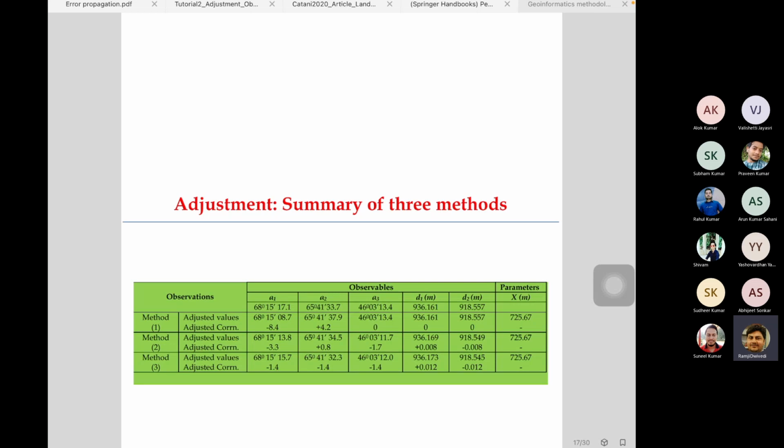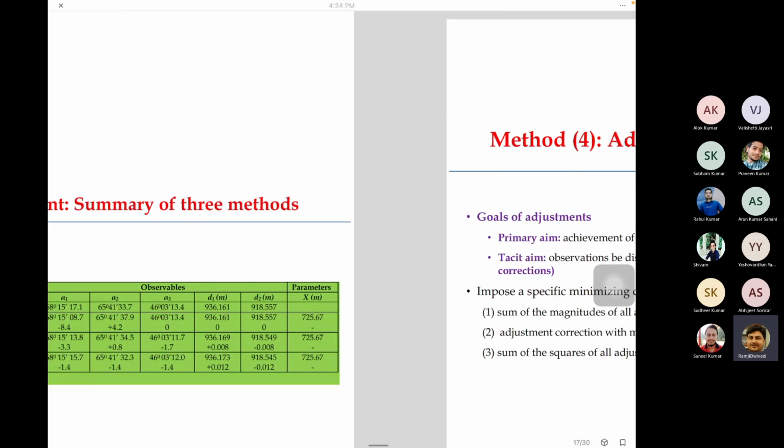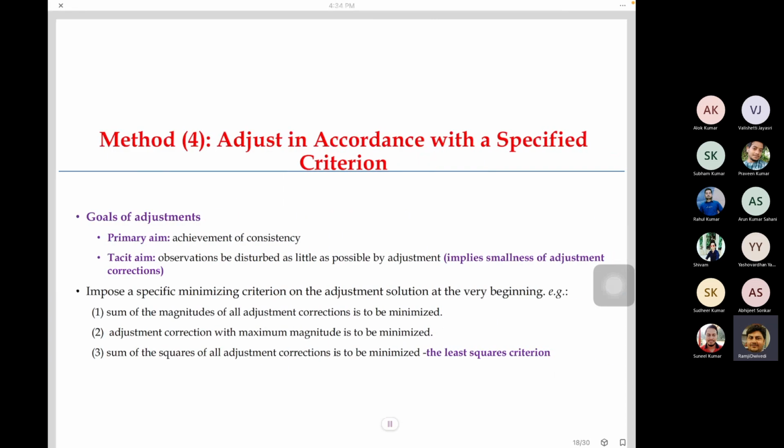So in this case, the value of 0.670, which I know previously that it was the best, is achieved, but it's not the perfect way because still it is not proven whether it is recommended in the general case or not. So what you need to do, you need to go for the 4th step. That means adjust in accordance with a specified criterion, that is mathematical criteria. What is the primary aim? Goals of adjustment: first, achieve consistency. Second, observations to be disturbed as little as possible by adjustment, which implies smallness of adjustment corrections.